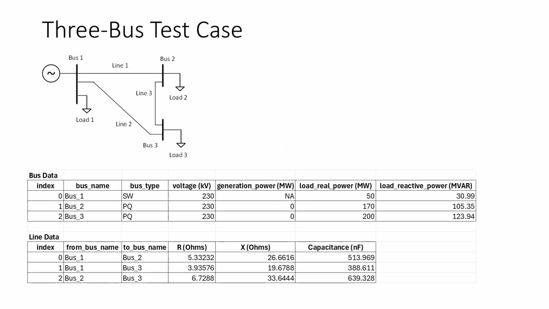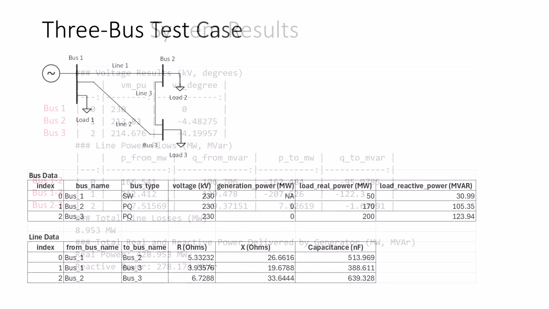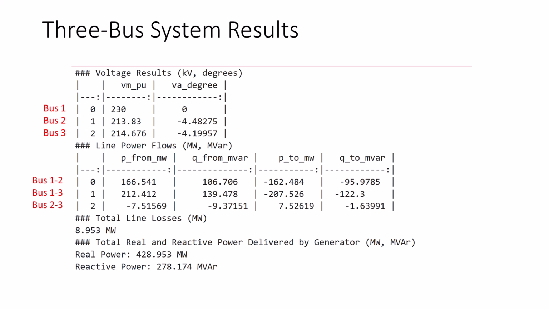We will test our program code using the 3-bus case shown here. Note bus type SW denotes a swing bus, which is an ideal voltage source. PQ denotes a load bus. The bus voltage field represents the rated voltage. The line charging capacitance is given in terms of nanofarads. The solution for this 3-bus power system is shown here. These results were obtained by using a pre-existing PowerFlow program.